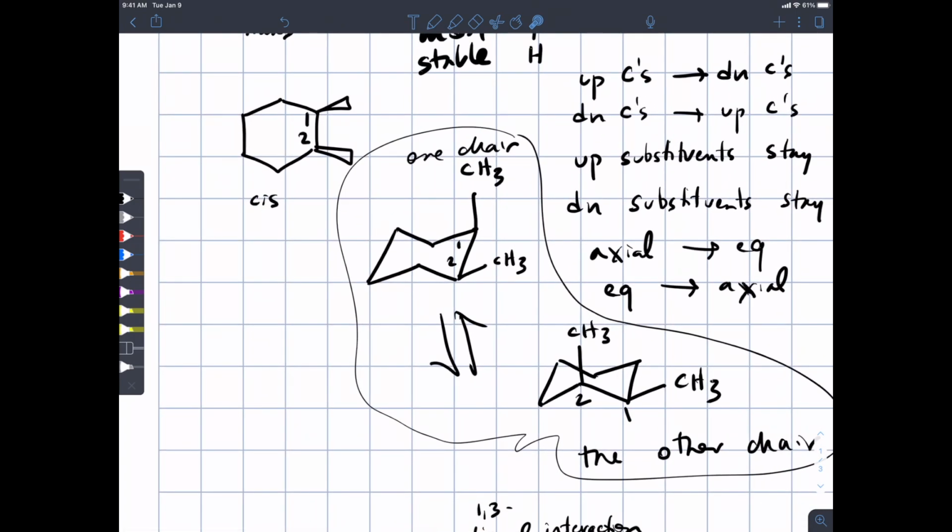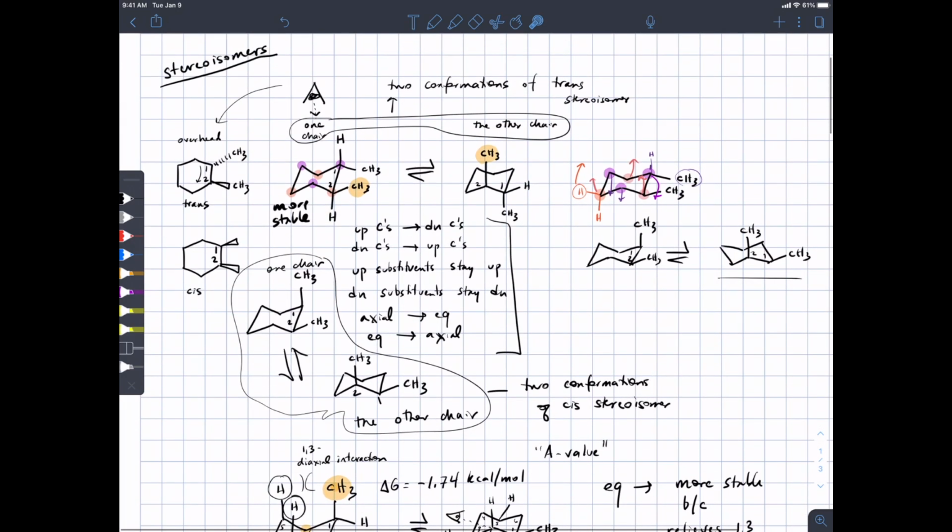Kyle at home is asking whether, if we had two OH groups and there might be some potential for hydrogen bonding between the two OH groups in the equatorial conformation, would that make the equatorial conformation more stable? Sounds reasonable to me. Would I expect you to predict that? No.